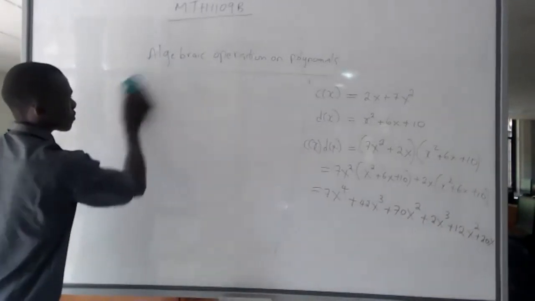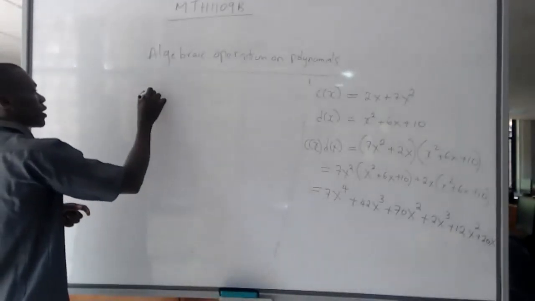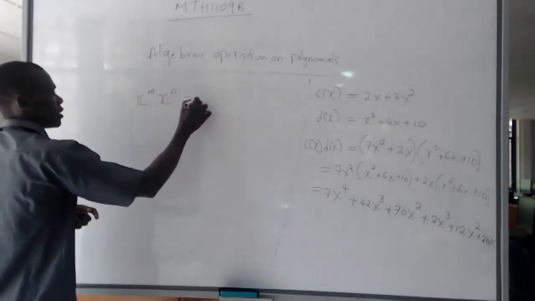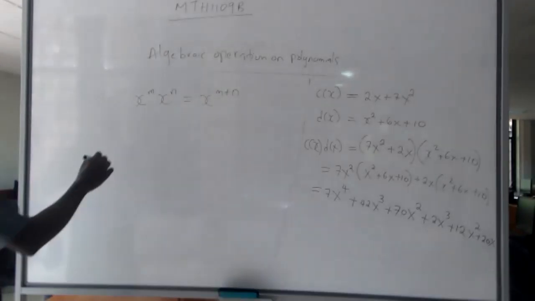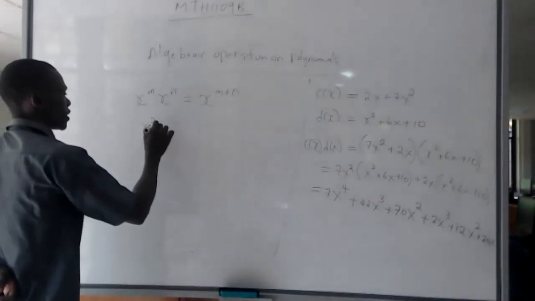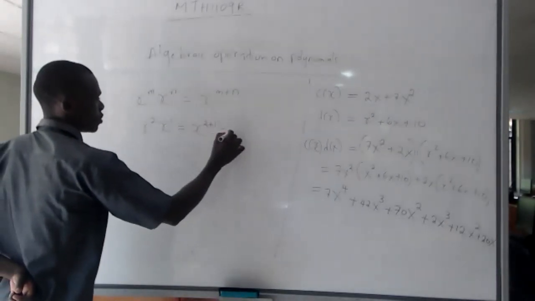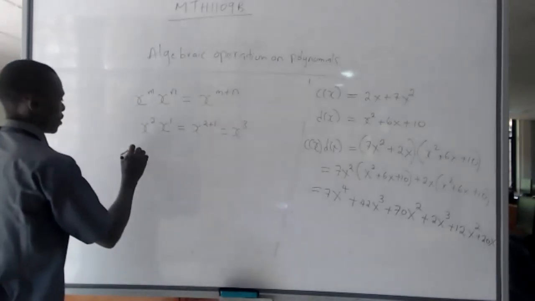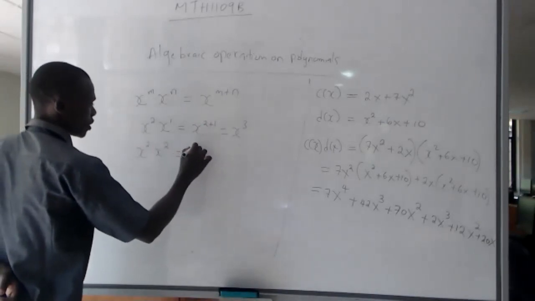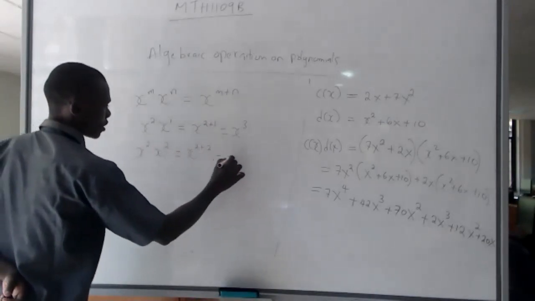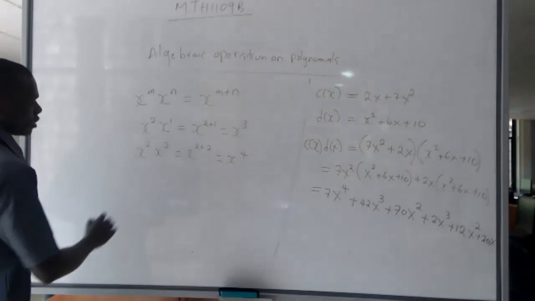In general, you have x to the m times x to the n. This would be x to the m plus n. So that is why if I have x squared times x, which is simply x to the 1, it's going to be x to the 2 plus 1, which is x cubed. If I have x squared times x squared, this is going to be x to the 2 plus 2, which is x to the 4. Okay.